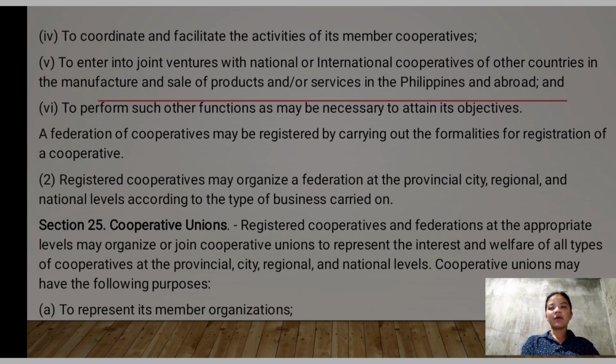Section 25, Cooperative Unions. In this section, it allows registered cooperatives and federations to organize or join cooperative unions at various levels, either provincial, city, regional, and national. These unions aim to represent the interests and welfare of all types of cooperatives.